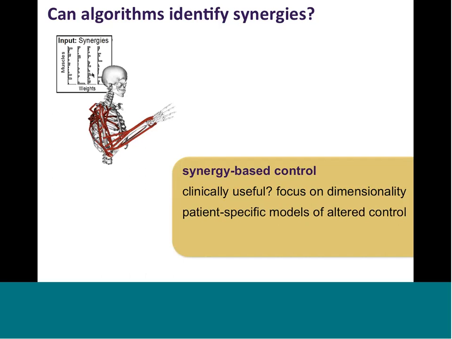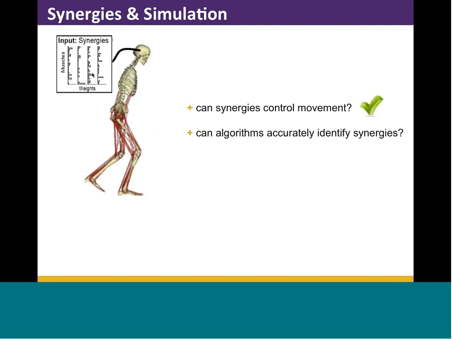I also do think that it provides a useful framework for still identifying these patient-specific models of altered control. If we can specify this low-dimensional space and identify how it's altered for a given individual, whether they have cerebral palsy, stroke, or some other impairment, we can still describe this space to help constrain and understand the implications for altered movement. So when we're looking back here, we saw with some of the great synergies and simulation work that we can really use simulation as a tool to help us understand both the theory and the implications of theories of synergy-based control.